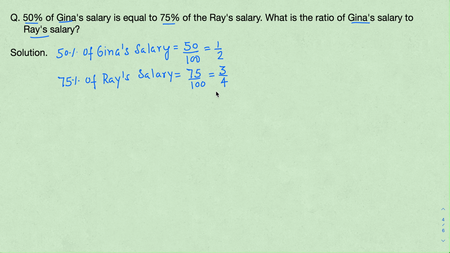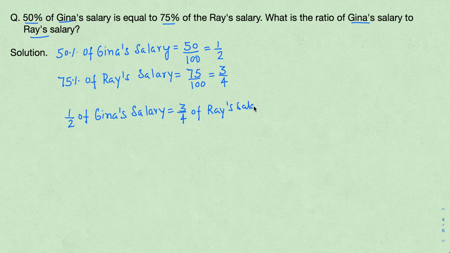Now what do we have here? We have here that 50% of Gina's salary is equal to 75% of Ray's salary, right? That means half of Gina's salary is equal to 3 by 4 of Ray's salary. Why? Because just now we have converted the percentage into fraction. So from here we can say that half of Gina's salary is equal to, so it's how much? It is equal to 3 by 4 of Ray's salary.